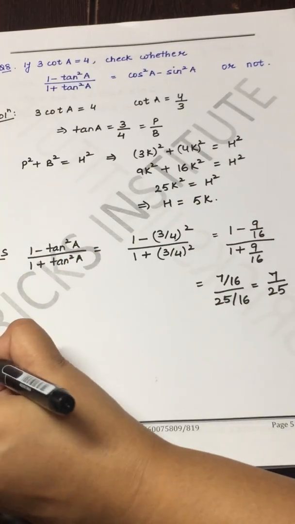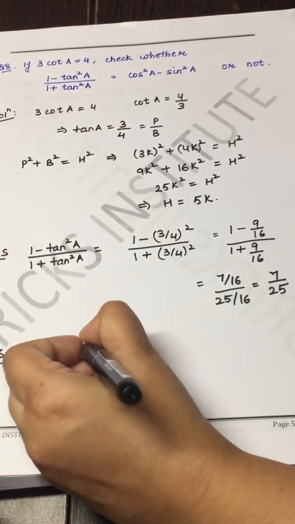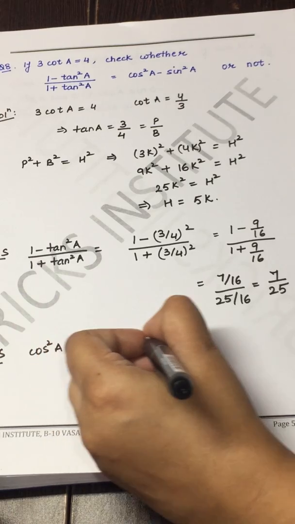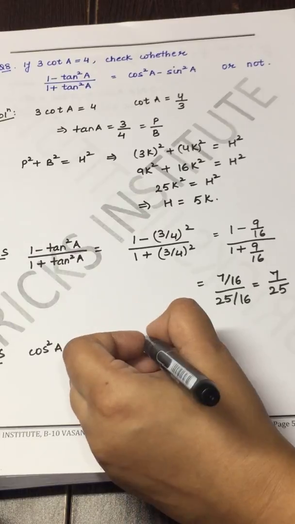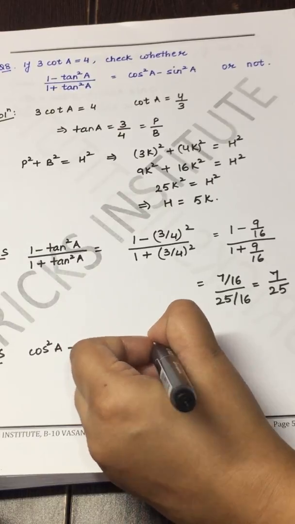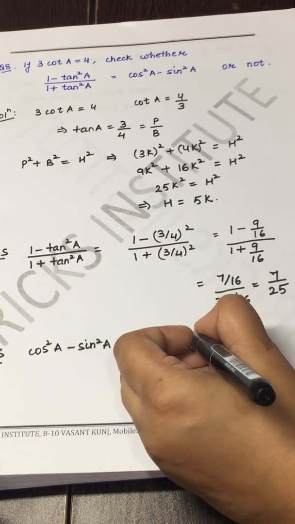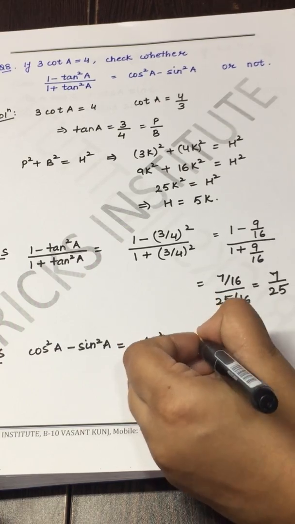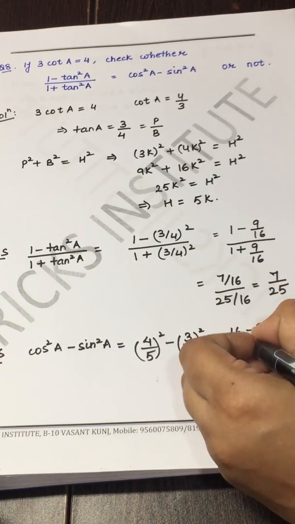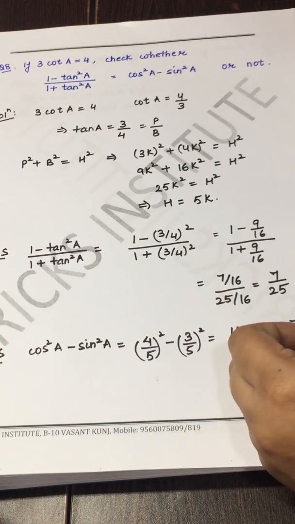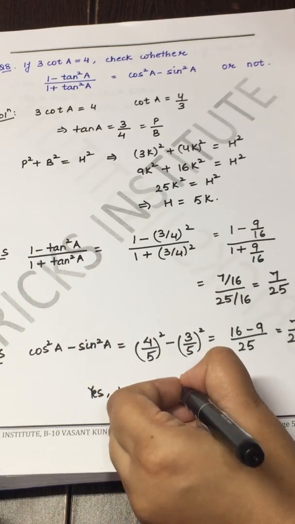Let's calculate RHS now. RHS is cos square A minus sin square A. So cos A is base upon hypotenuse. So that will be 4 upon hypotenuse, which is 5, whole square minus perpendicular upon hypotenuse whole square. So that will give me 16 minus 9 upon 25, which is equal to 7 upon 25. So yes, LHS is equal to RHS.